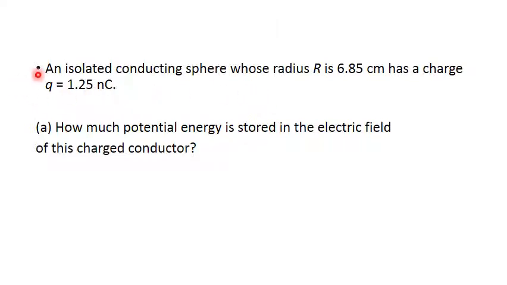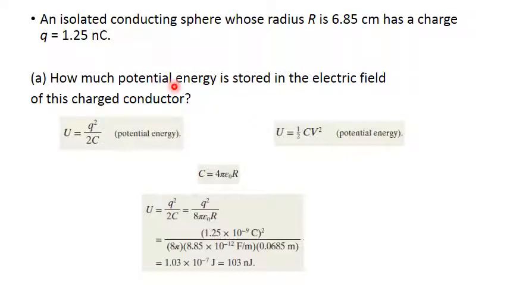In our case, we have Q and we have the radius. So from the radius, we can calculate C, and then from Q squared over 2C, we can calculate the potential energy stored in this system. This is the capacitance of an isolated sphere, 4 pi epsilon naught r, and potential energy can be calculated either by Q squared over 2C or half C V squared. In our case, it is more suitable to use Q squared over 2C, because we already have the charge, not the potential.